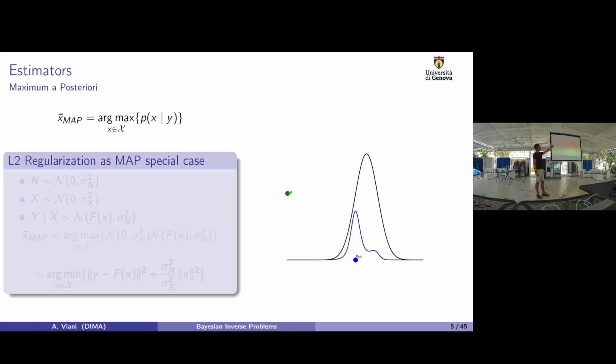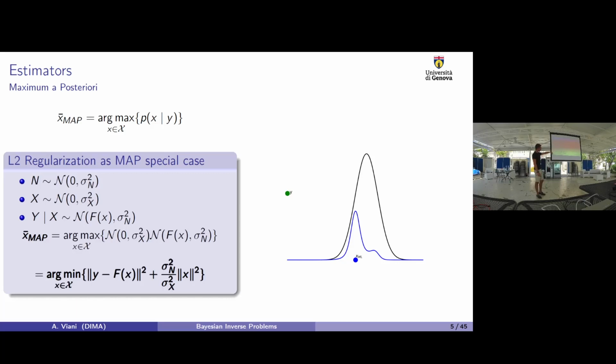So the one that maximizes the posterior in the case of Gaussian noise and Gaussian prior is again something that we know, that is the L2 regularization with a specific regularizing parameter. This is lambda. And it's the ratio of the variances of the two parameters.